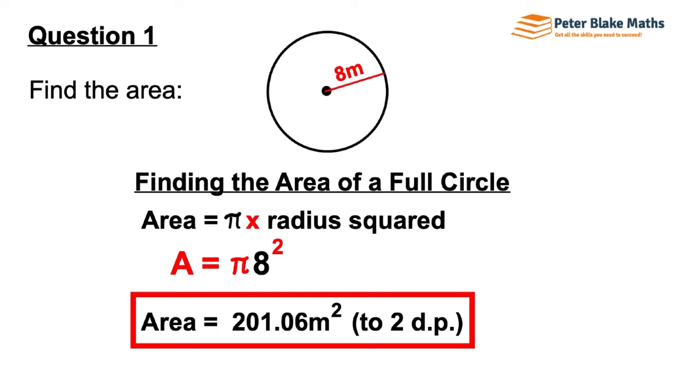201.06 meters squared. Now I've quoted it to 2 decimal places. The question didn't tell us to round it in a particular way, so you get to decide that. But however you round it off, it's polite to tell the marker what you've done, so I put in brackets there to 2 decimal places. And also, as far as the units are concerned, when we're working with area we need square units. The original units were meters, and so our answer is expressed as meters squared.